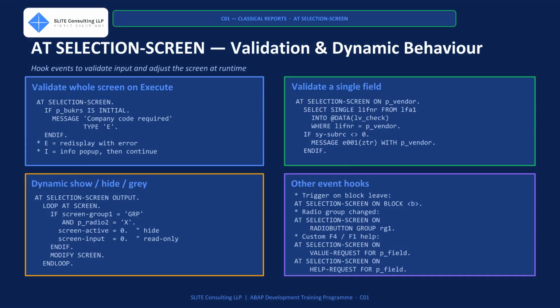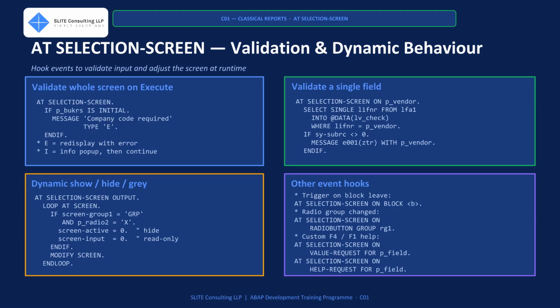The selection screen is not just a passive form. It fires events you can react to. AT SELECTION-SCREEN fires when the user presses execute. This is where you validate the full set of inputs. A message with type E redisplays the screen with the error text. Execution does not proceed. A message type I shows an information pop-up and then continues.